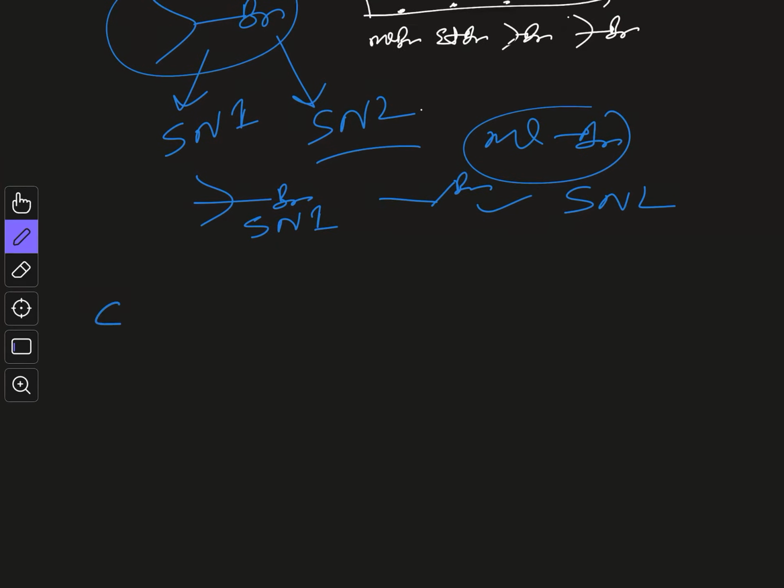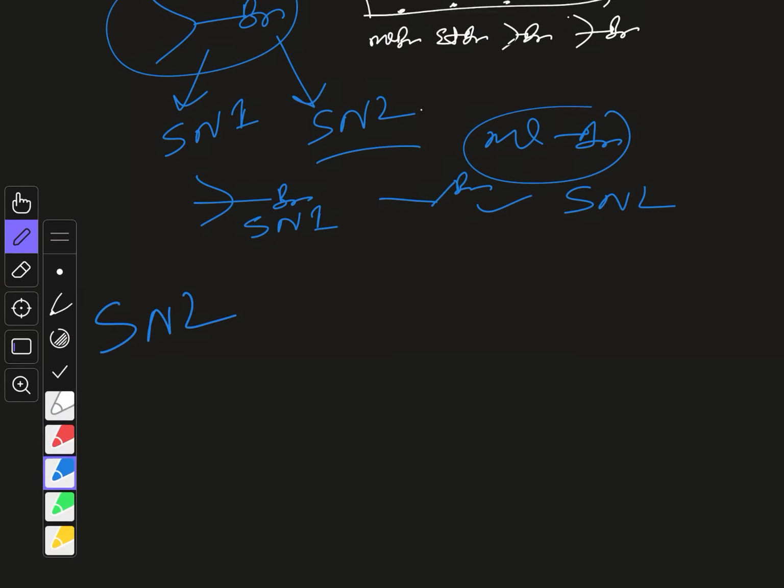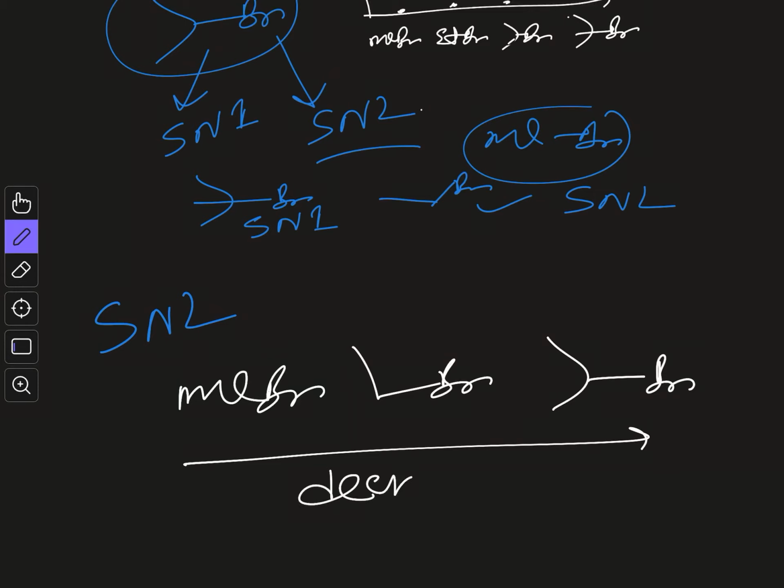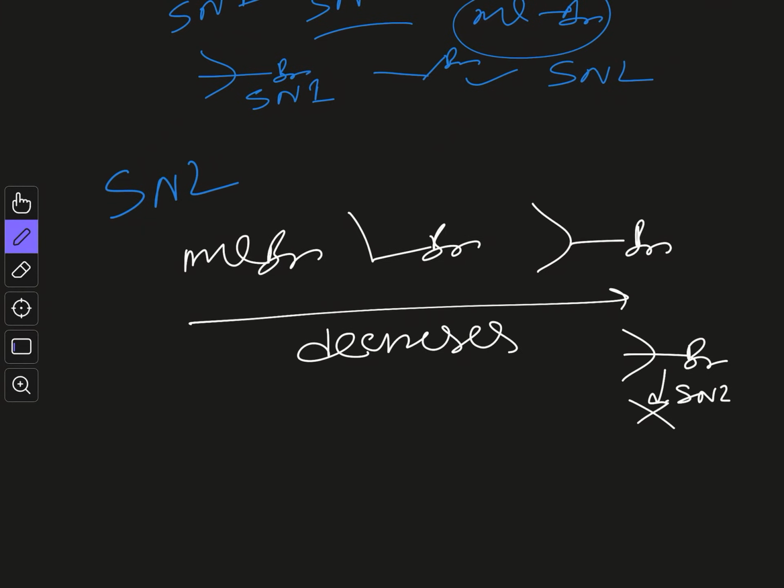So first let's talk about the SN2 reaction. If we talk about the SN2 reaction, we will see that going from methyl bromide to ethyl bromide to isopropyl bromide, the rate decreases, and tertiary butyl bromide doesn't give the SN2 reaction. For these three you will see a decrease in rate. Now why the decrease in rate? Two factors play an important role here.